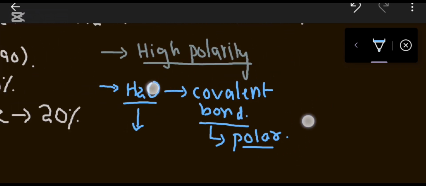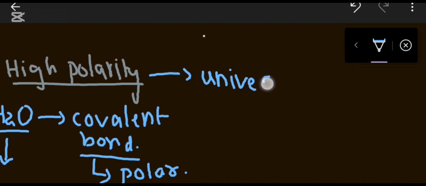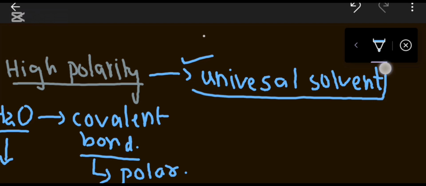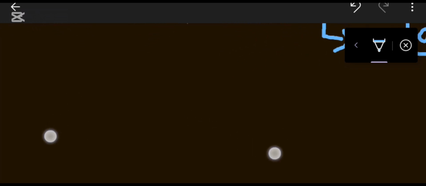So the option would be: high polarity makes water the universal solvent. What makes water a universal solvent? The option will be high polarity. Right, this question is being asked. I'm going to show you after this lecture. Now let's discuss the second property.